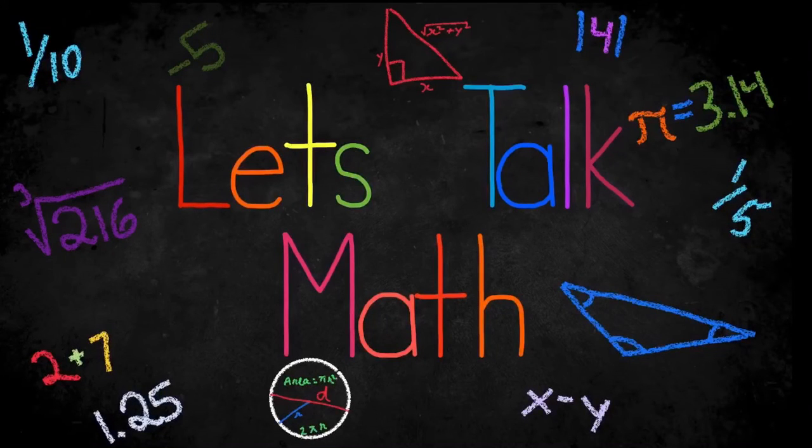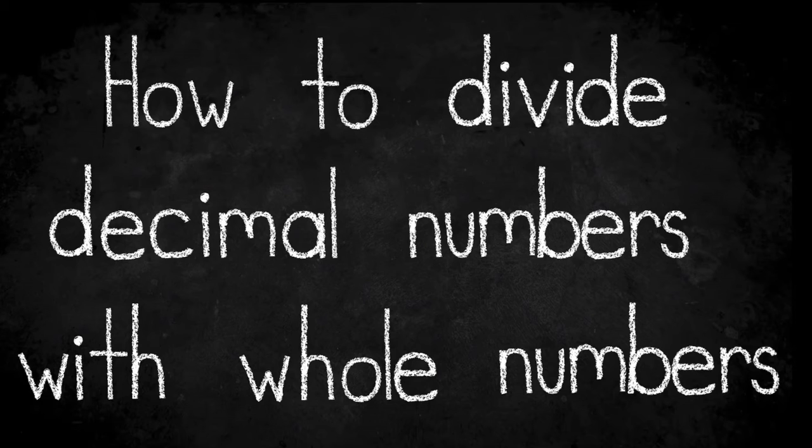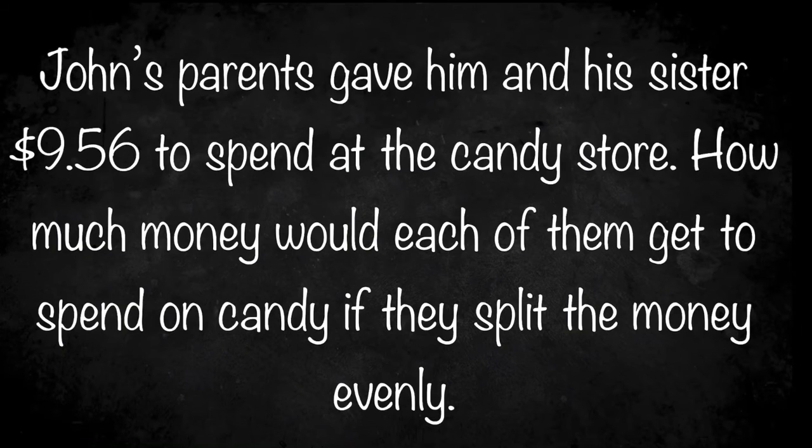In this video of Let's Talk Math, we are going to learn how to divide decimal numbers with whole numbers. So, we need to solve a word problem. The word problem is, John's parents gave him and his sister $9.56 to spend at the candy store. How much money would each of them get to spend on candy if they split the money evenly?